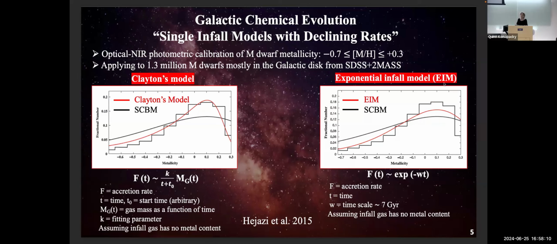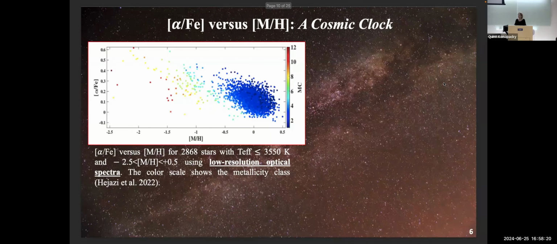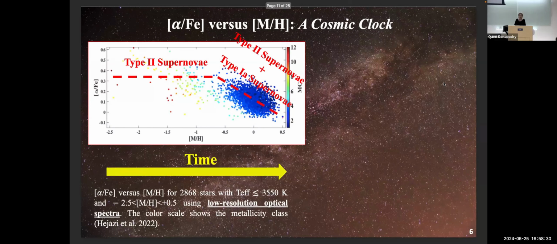But there's sad news: there are other models that can do the same thing, so these models are very degenerate. To break this degeneracy, we need more information like alpha enhancement. This is alpha enhancement versus metallicity for all low resolution spectra. In early galactic formation, when the stars are very metal poor, supernovae type II were the major source of enrichment, and they enriched the environment with alpha elements.